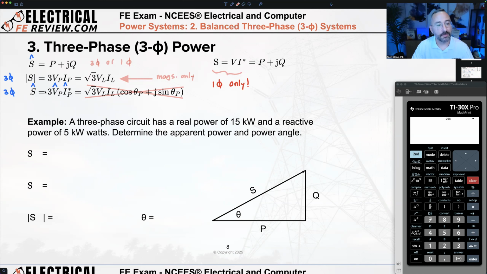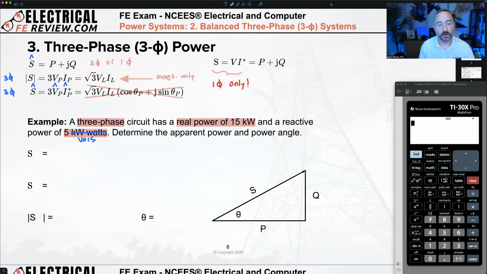All right, let's try this example, and we're going to talk about which formulas we're going to use and why. The example says a three-phase circuit, so we're dealing with three-phase, has a real power of 15 kW and a reactive power of 5. This should be VARs. I meant to upload the updated slides, so sorry about that. This is 5 kVAR. All right, determine the apparent power and power angle.